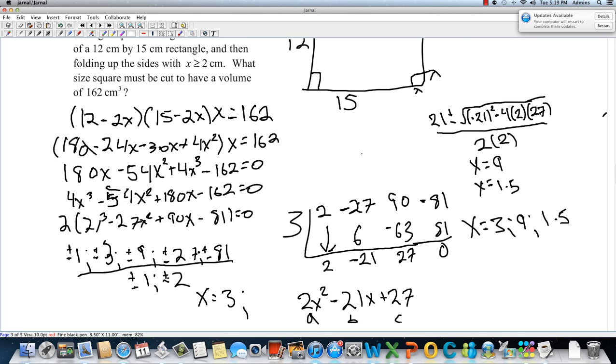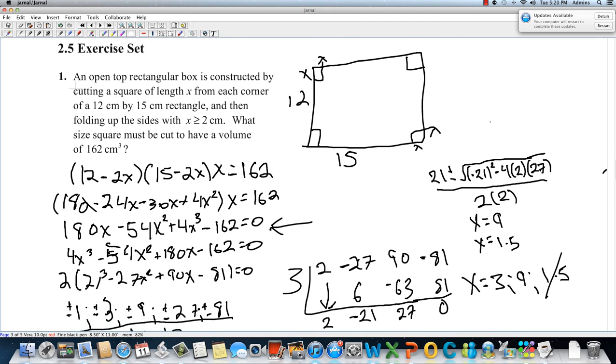And to check these, we're going to plug each value back into this step there. By doing so, we will find that 1.5 will not work, so that's extraneous. Then looking at 9 and at the picture of your rectangle, you can see that it doesn't make sense to cut out 9 twice from one side, because that would give you a negative length. We know that it can't be 9.